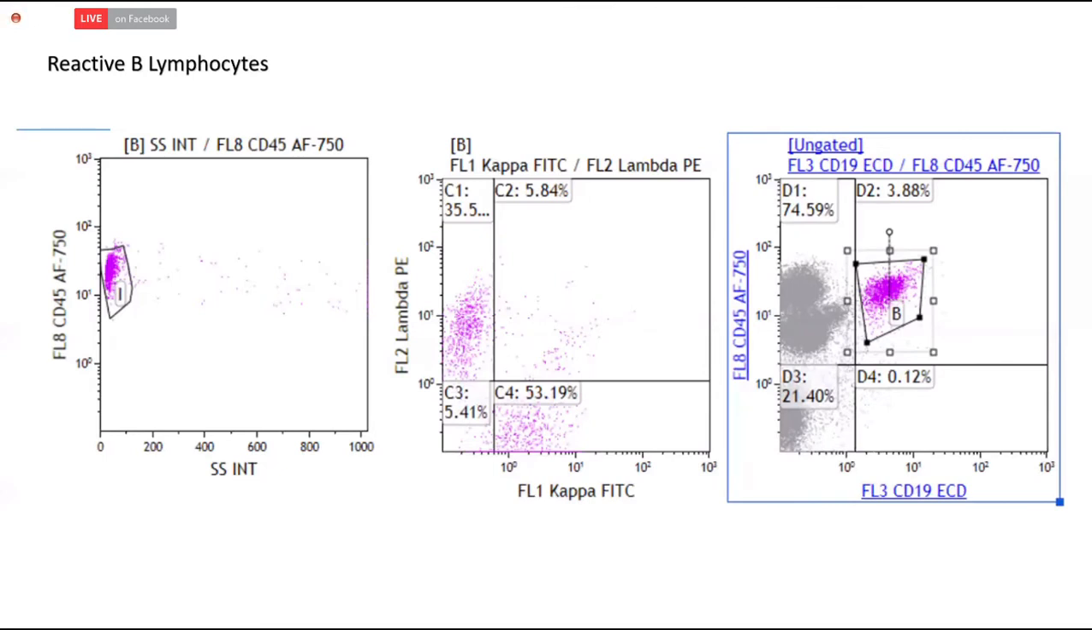So this is the case of reactive B lymphocytes, and this is the lymphocyte gate. And on the right side, you have these CD19 positive B cells, and this population is expressing both lambda as well as kappa. So this is a typical reactive polyclonal population of B cells.